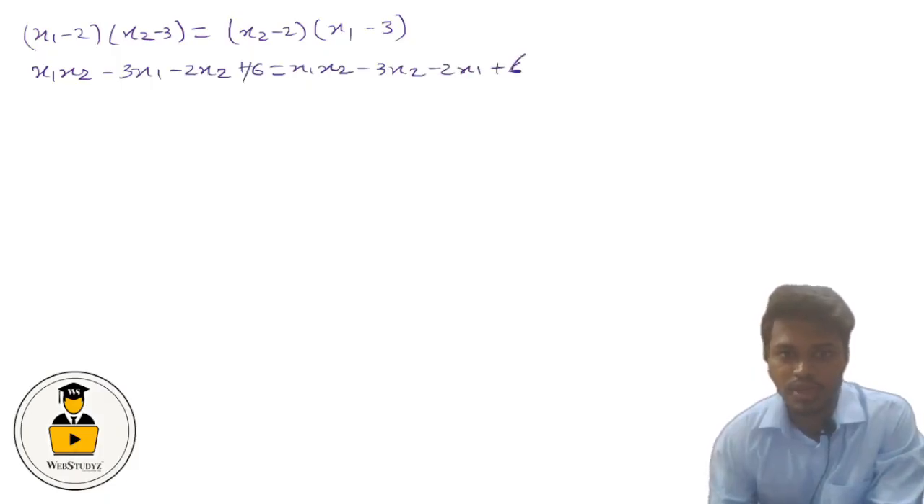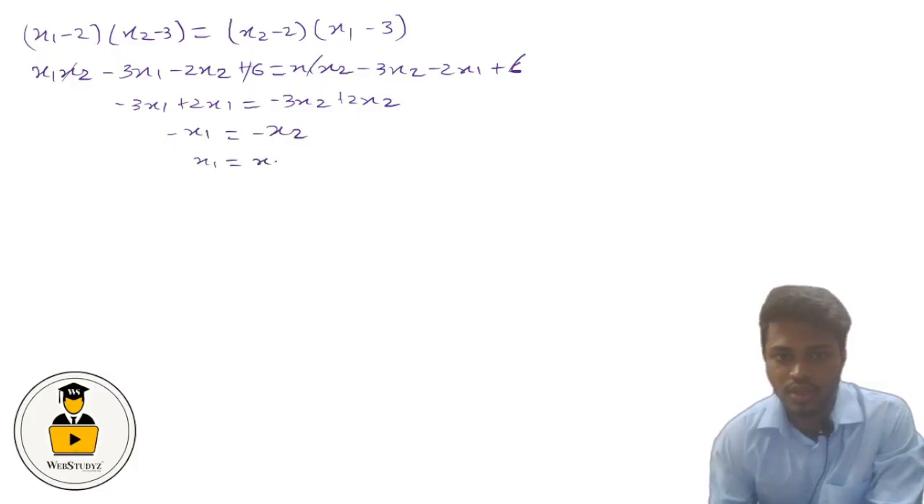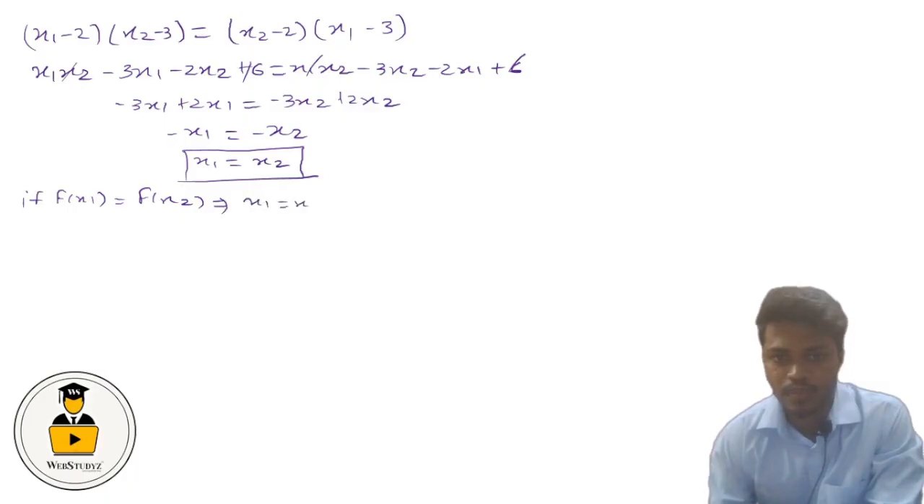So the plus 6 will get cancelled and x1 x2 will get cancelled. Minus 3x1 plus 2x1 equals minus 3x2 plus 2x2. So this will be minus x1 equals minus x2. Therefore we get the condition that x1 equals x2. So we have got that if f of x1 is equal to f of x2, then x1 is equal to x2. Therefore we can say that f is a one-one function.